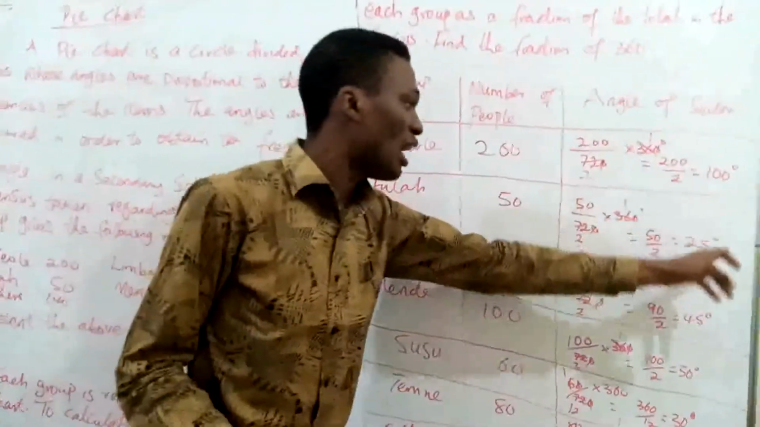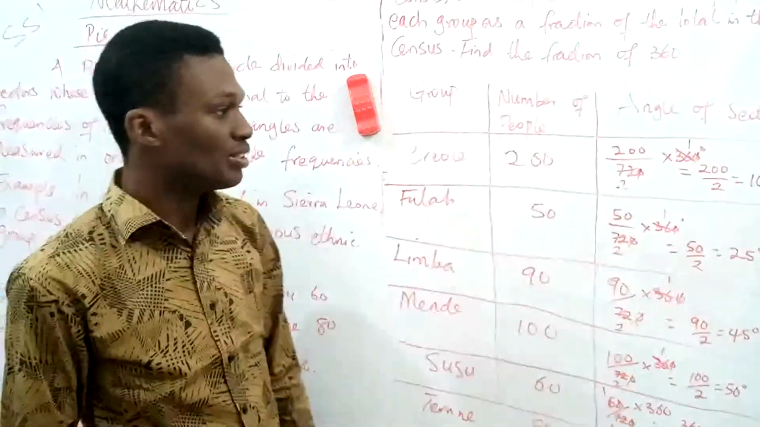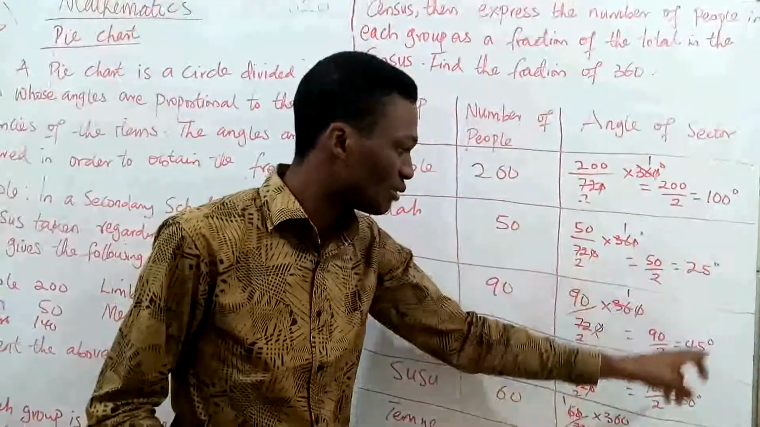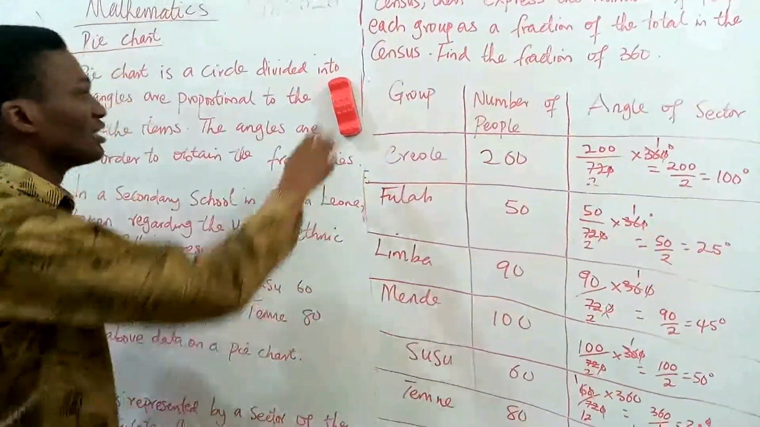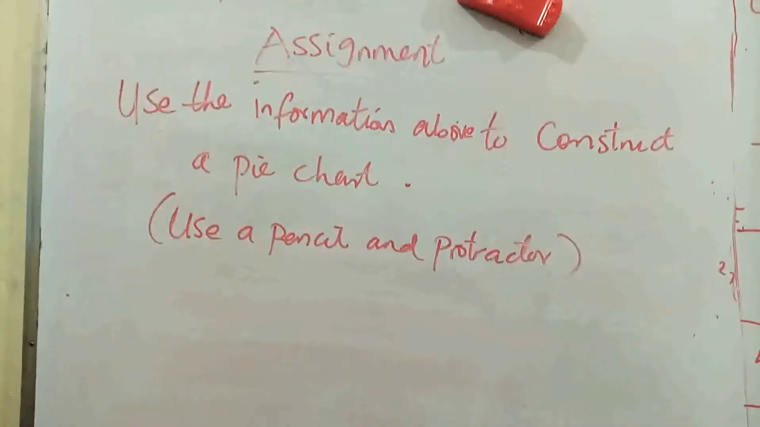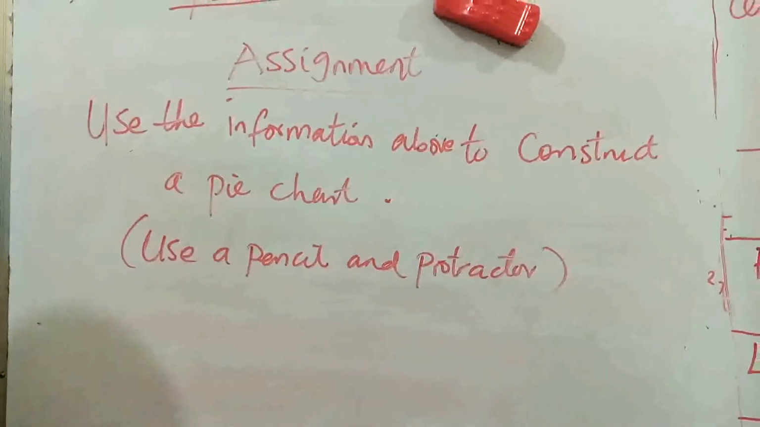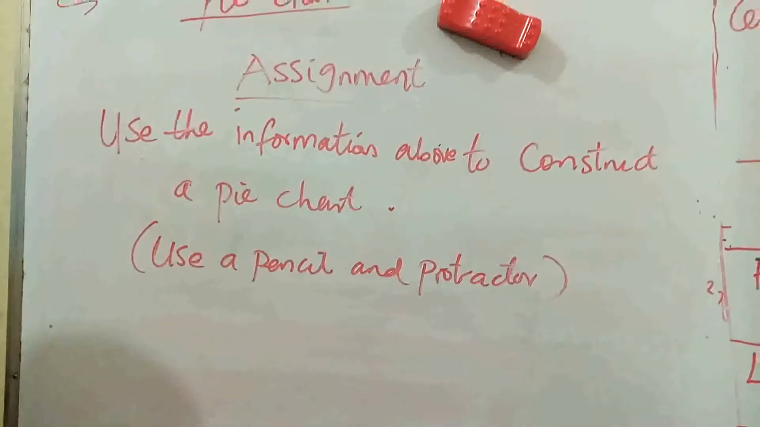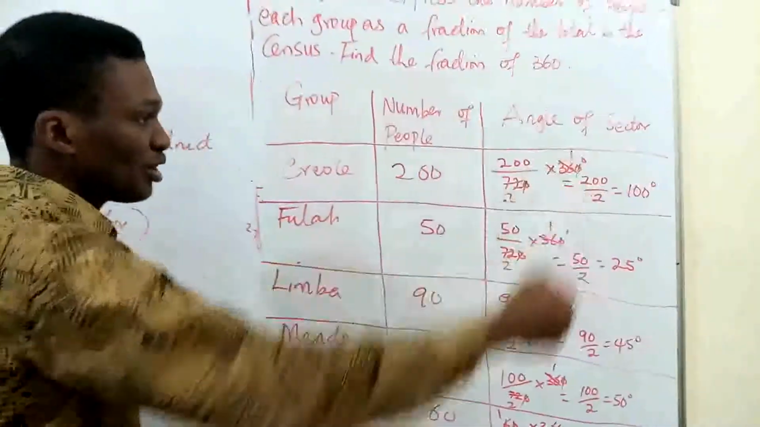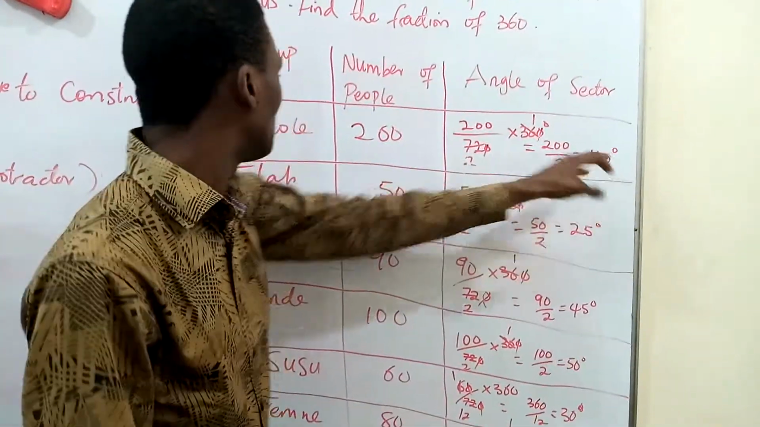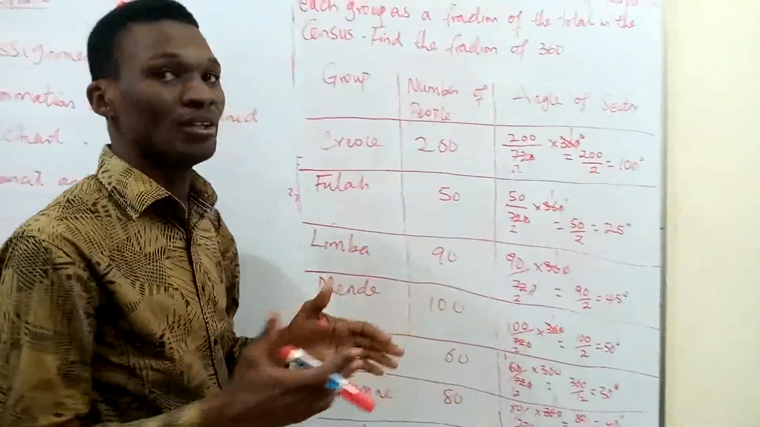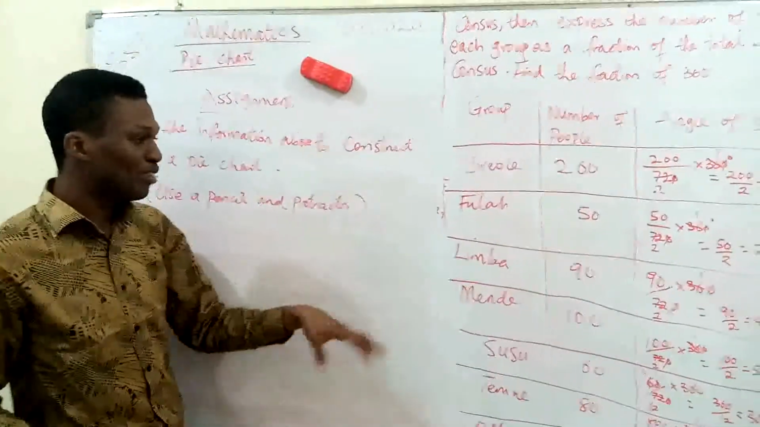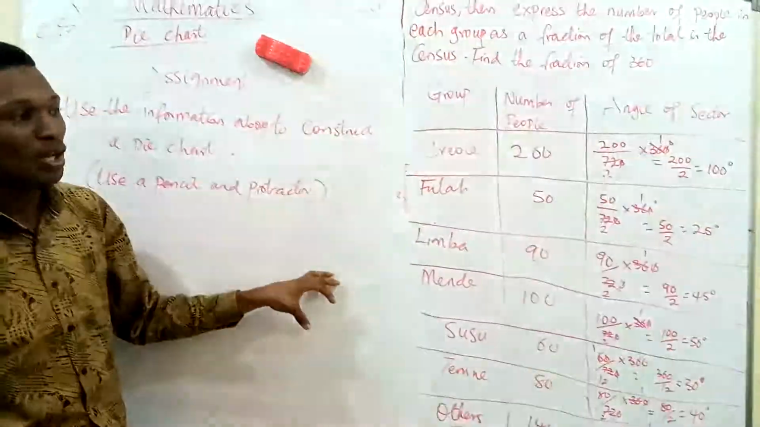Now, we can add our angle of sectors. That will give us 360 degrees. We can add all these: 100 plus 25 plus 45 plus 50 plus 30 plus 40 plus 70. That should give us 360 degrees. Okay, you take down, you use the information above to construct a pie chart. Please use a pencil and protractor. What I mean is, all these are angle of sectors. You construct the pie chart and use the protractor, measure 100 degrees for Creole, 25 degrees for Fula, and so on and so forth for your pie chart. Ensure to use your pencil and protractor. You first draw the circle and you place your protractor and measure out.